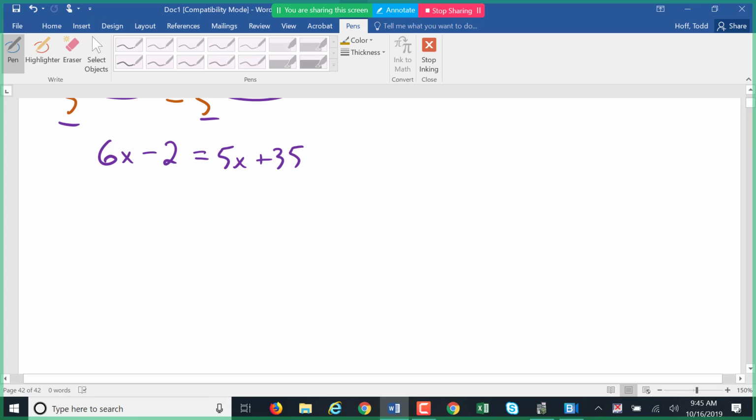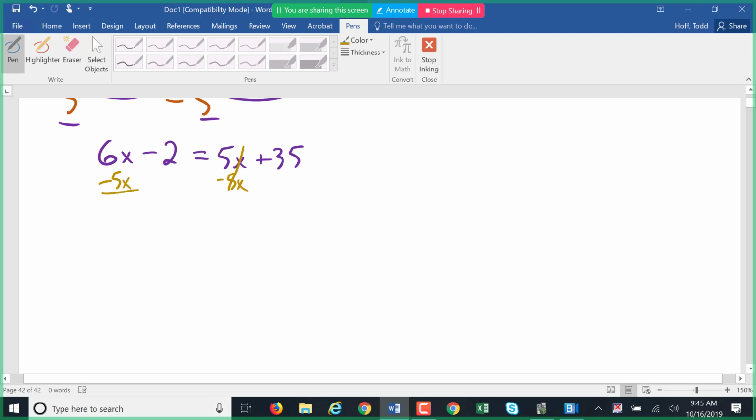Now we have a linear equation we can solve. We can combine anything that we can combine on either side. Right now there's nothing to combine on either side. Make sure the variable is on one side. Well, it's on both sides right now, so we'll get rid of the smaller one, subtracting the 5x.